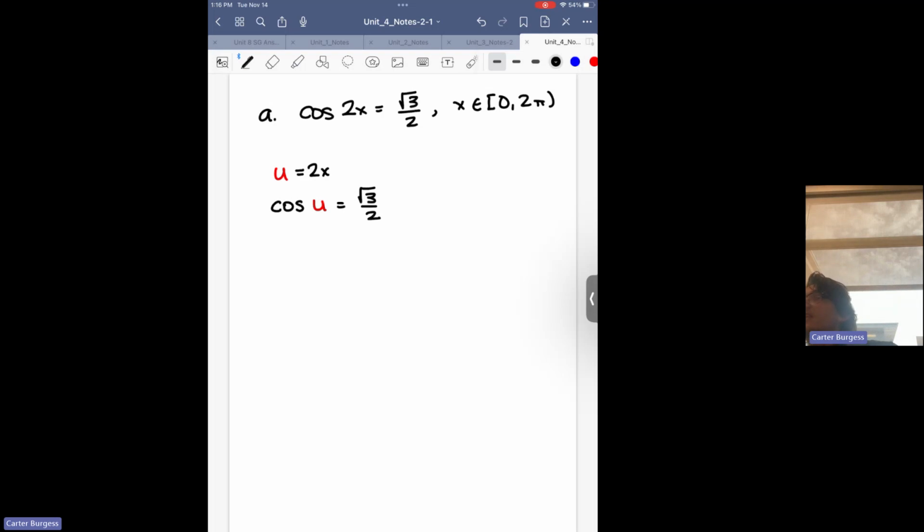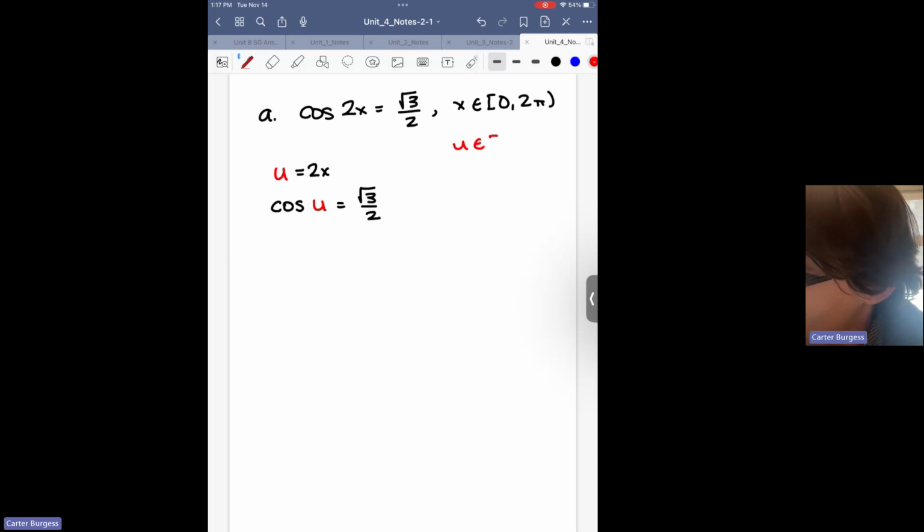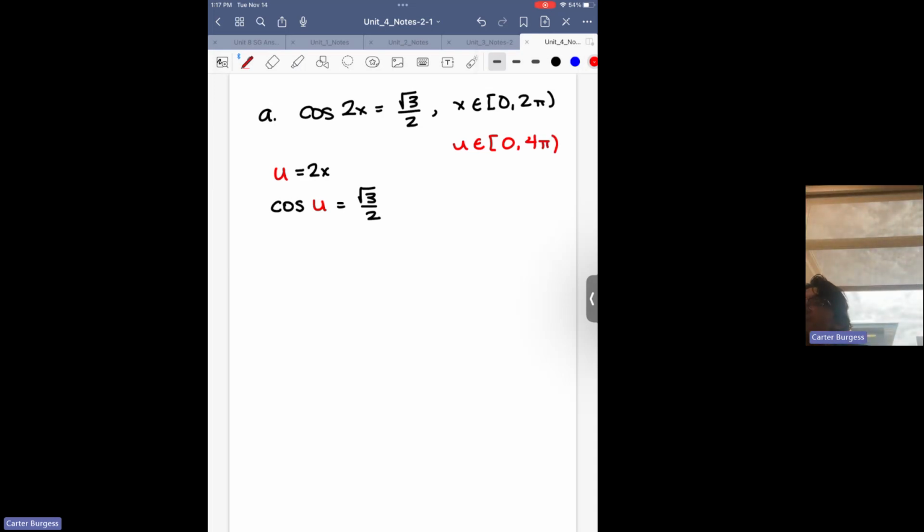Yeah, we need to adjust the upper and lower bounds on u. We know them for x, but as it stands right now, we won't know when to stop with u. So we'll adjust those for u as well. If x lives between 0 and 2 pi, then where does u live? Between what two values? 0 and 4 pi. Very good. U is just 2x, so it should be double the minimum, double the maximum.